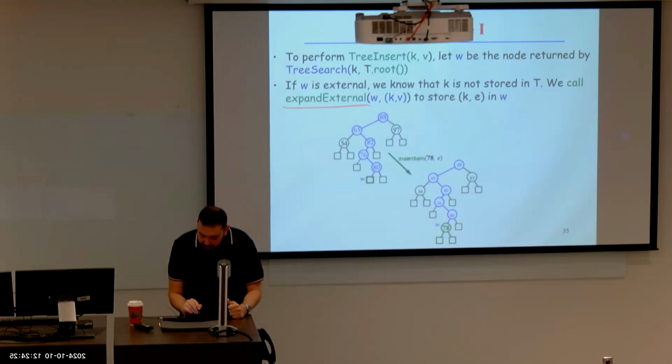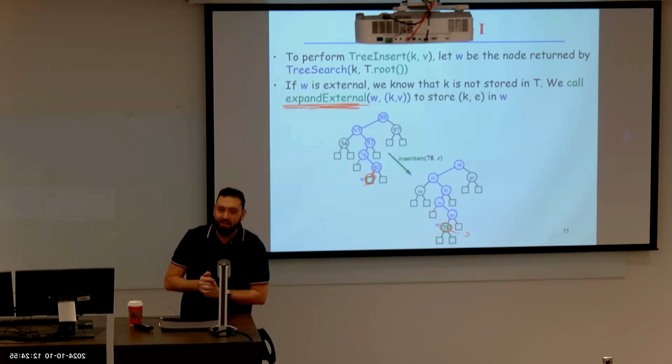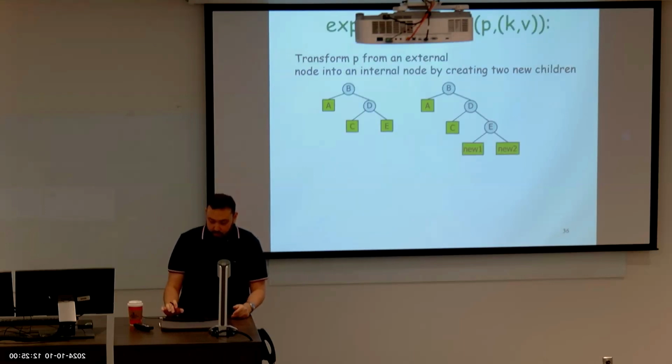It means that I reached here. This is an external node, correct? So I'm going to call this expand external, which will do this. What does this do, if you remember from the previous slide? What does the expand external do? It will create two what? Leaves, new one and new two. And then it will increase the what? The link. It will increase size, exactly. So it will be size plus 2. Very good, guys.